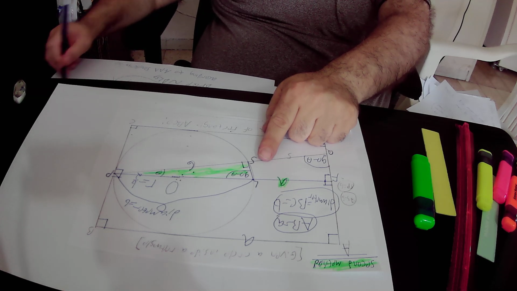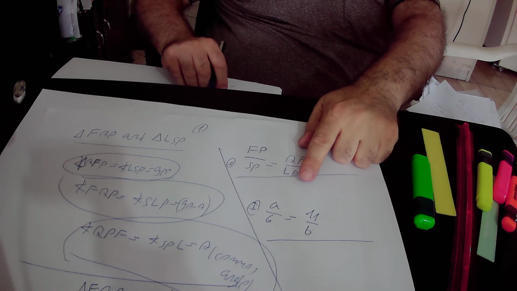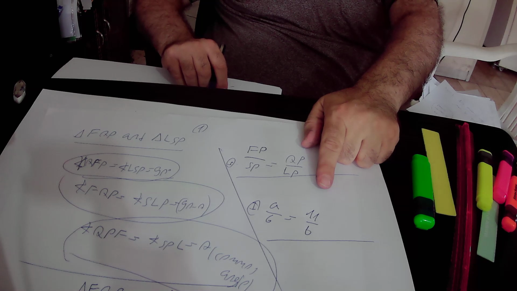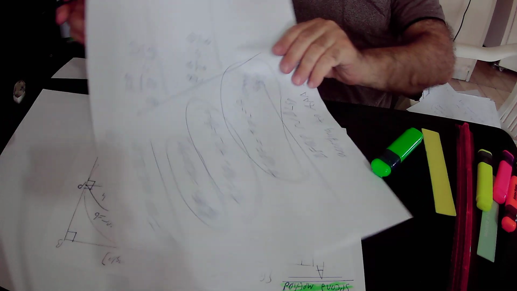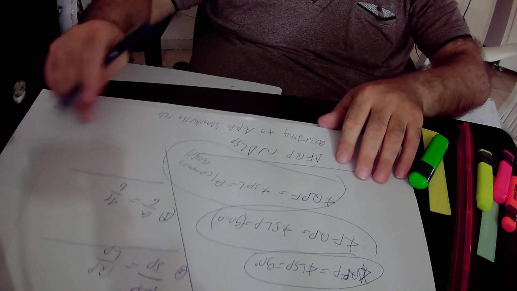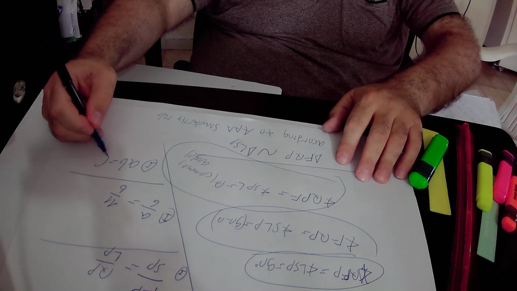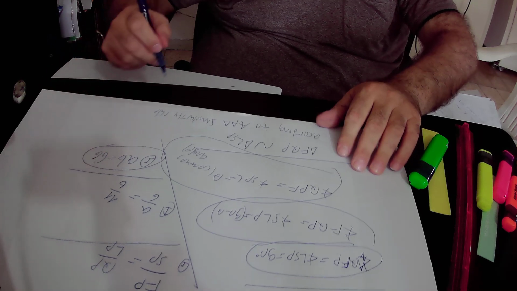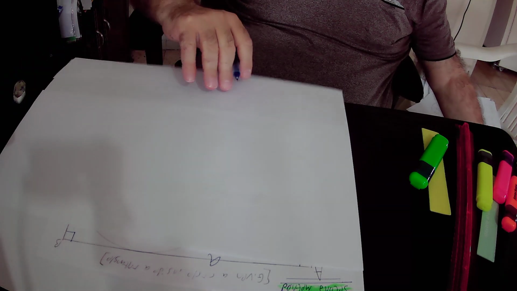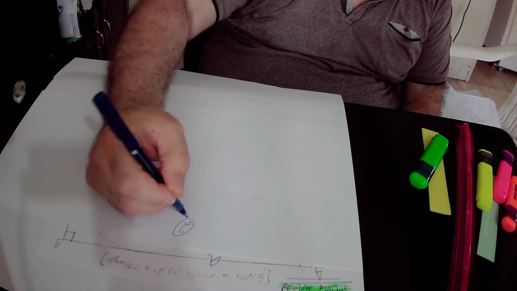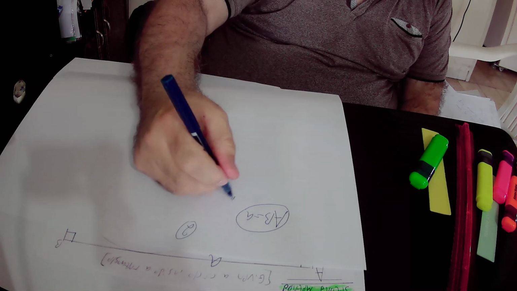So in conclusion, I found out that according to equation number 1, A over 6 equals 11 over B. Here we cross multiply this equation number 1, and we get that A times B equals 6 times 11, which is 66. So I found out that A times B equals 66, and according to our definition, AB equals A and BC equals B.